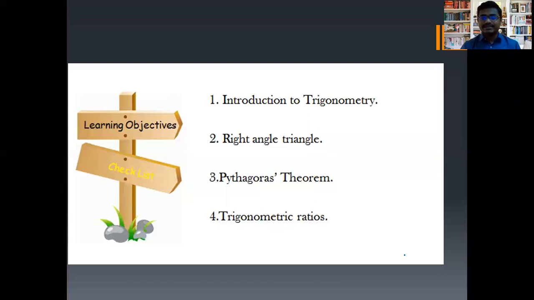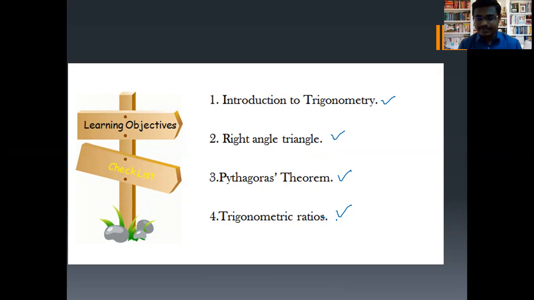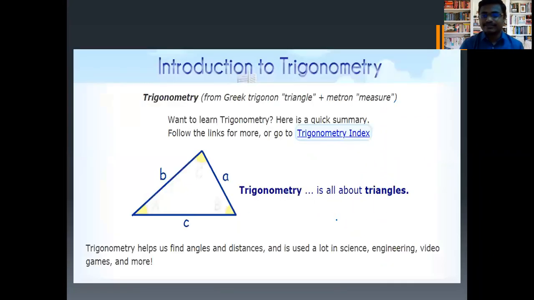So in today's session, we are going to learn about the introduction of trigonometry, right angle triangle, Pythagoras theorem, and trigonometric ratios. I hope you might have heard about the Pythagoras theorem and the right angle triangle. Trigonometric ratios might be a new concept for you. By the end of this session, you are going to learn everything with at least 80% perfection. So let's enter the class.